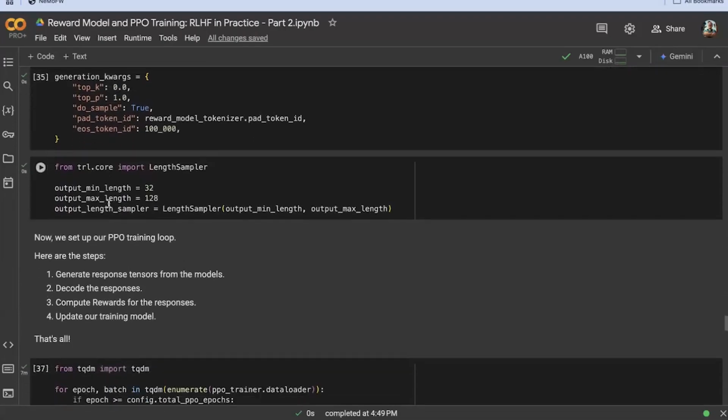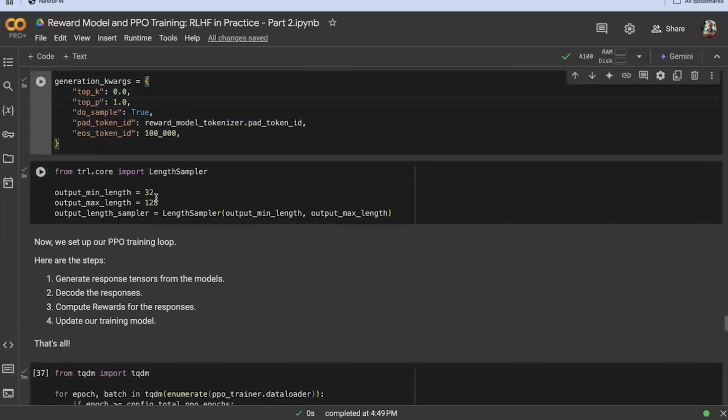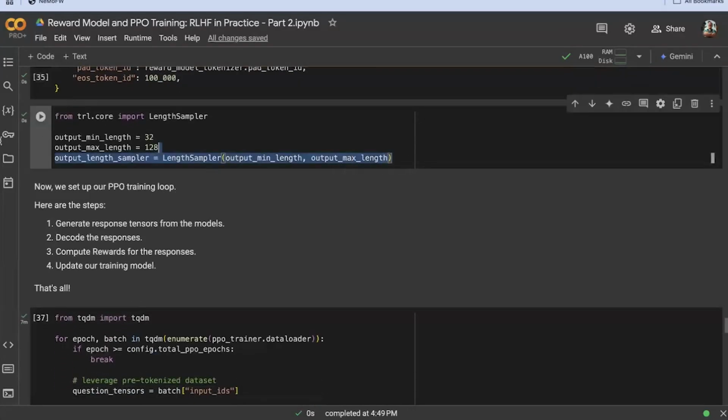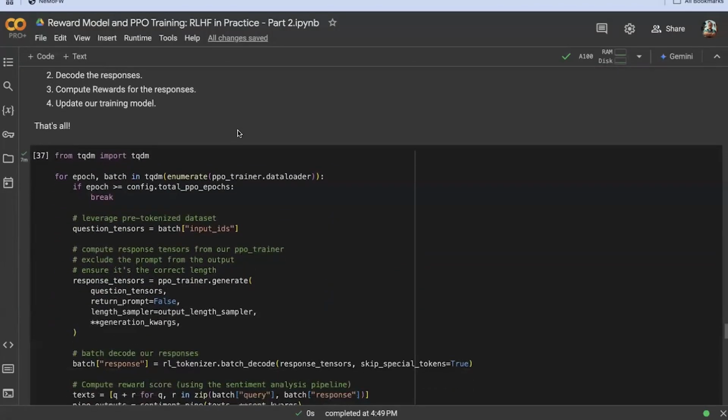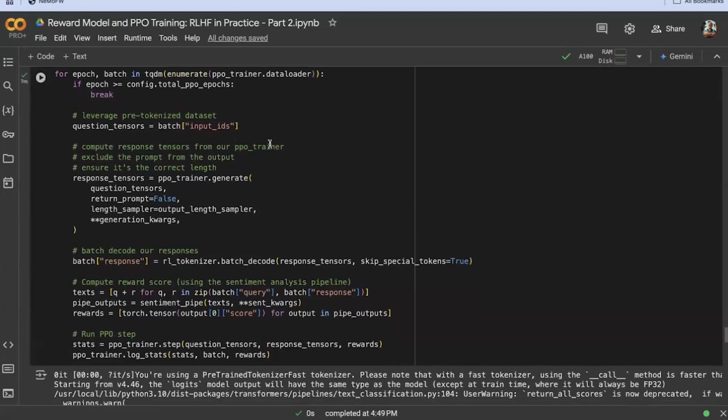Then we have some generation queries for our reward model. And then we have our length sampler. All this is doing is making sure we're considering shorter sequences to keep the training time down for the Colab notebook. And then this is PPO.